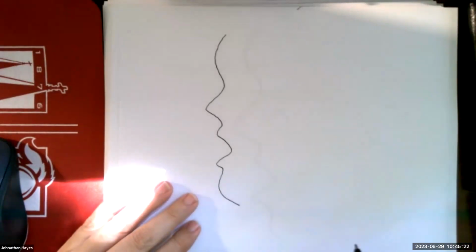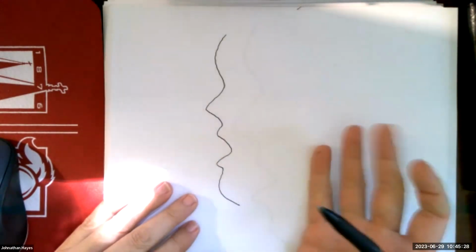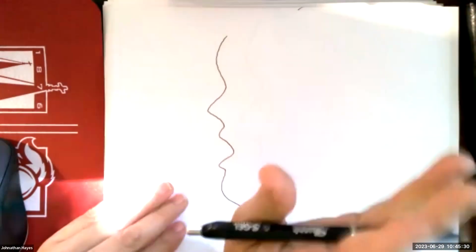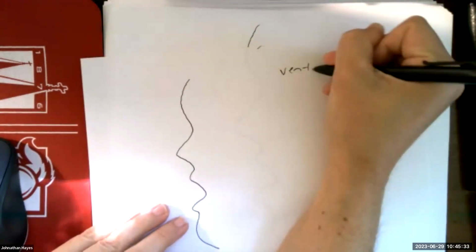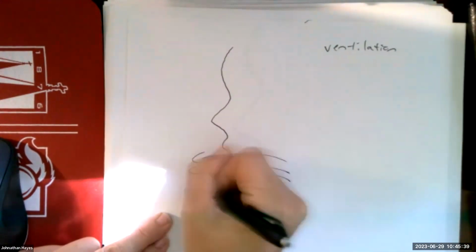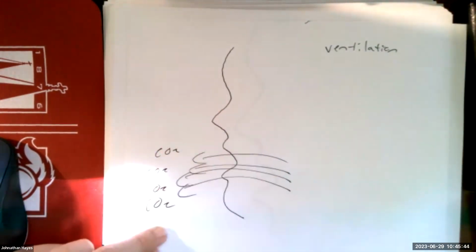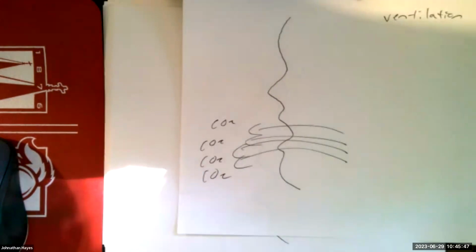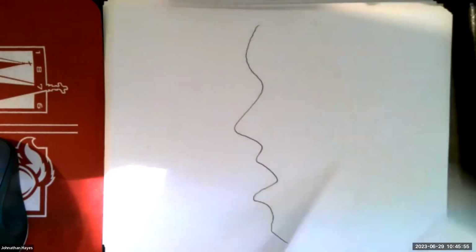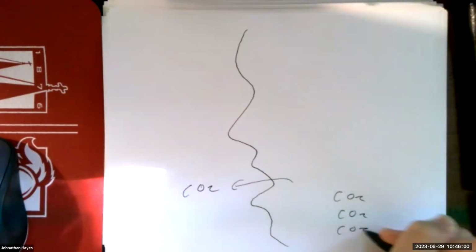Breathing rate a lot of times is determined by how much CO2 is in the body. So the more CO2 I have, the faster I'll breathe to get it out. But let's just look at when we change our ventilation rate. The faster I breathe, the faster I expel CO2. Okay, that's CO2. The faster we breathe, the more CO2 leaves. The slower we breathe, the more CO2 gets left behind.